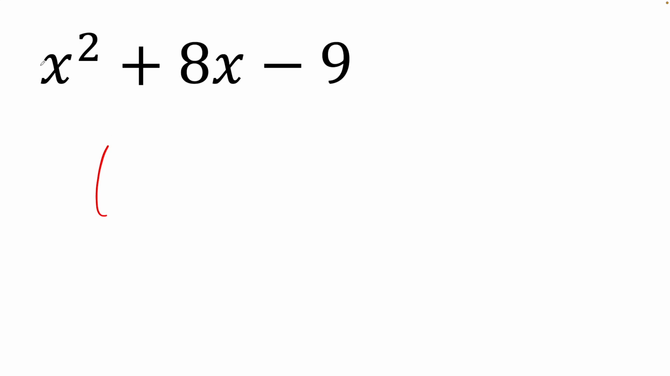So again, we have a 1 in the front. That makes this problem easy. You can only get it by x and x. And now we think, what two numbers multiply to give us a negative 9, but add to give us a positive 8?